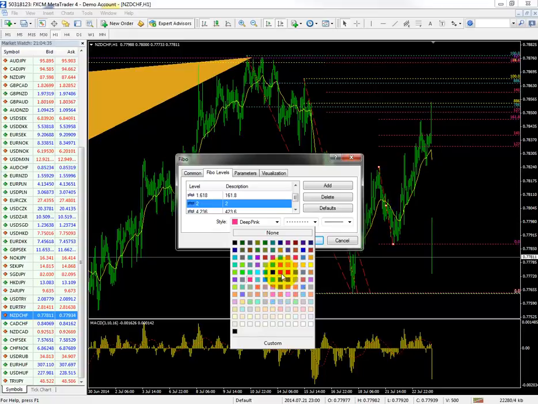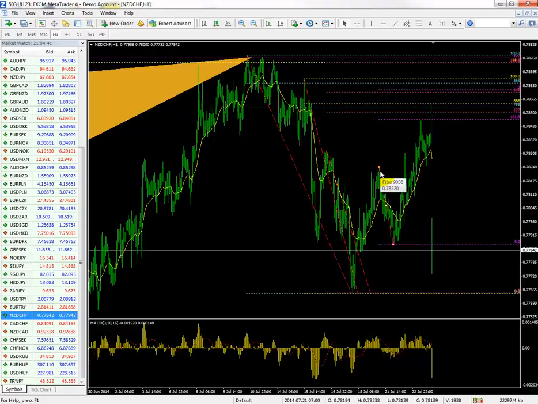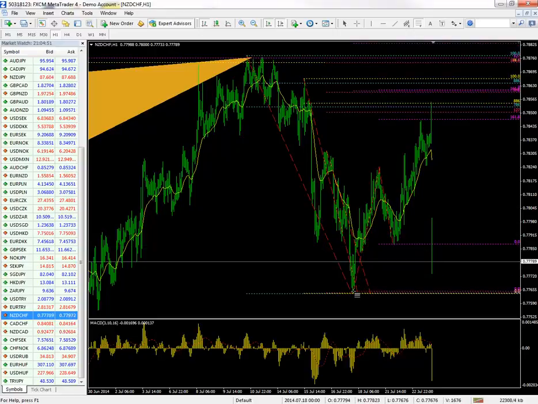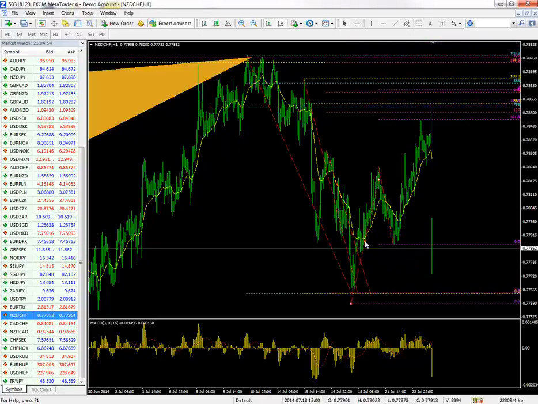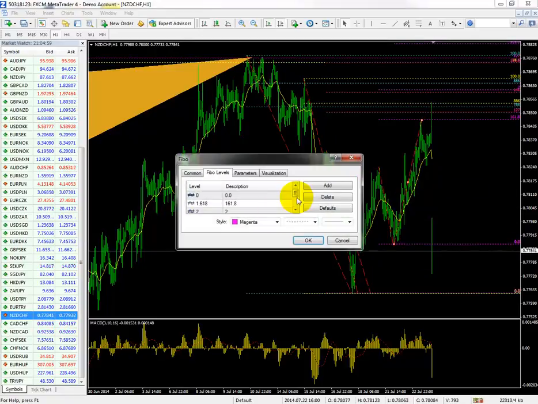And let's just make this a magenta. All right. And then we're also going to look at what? We're going to look at this move up. See this right here? All righty.